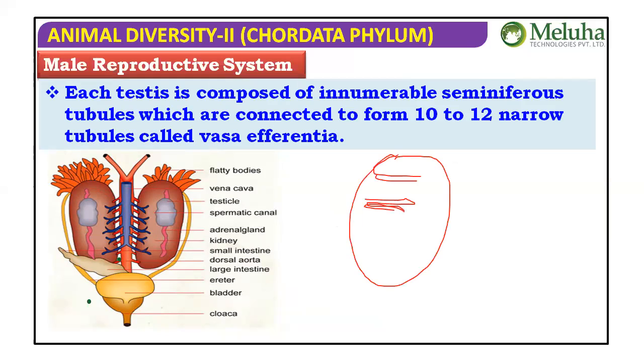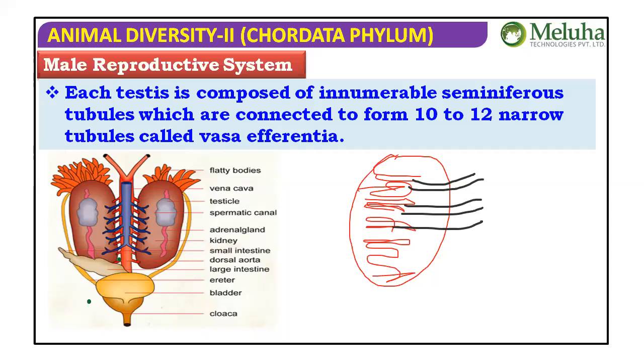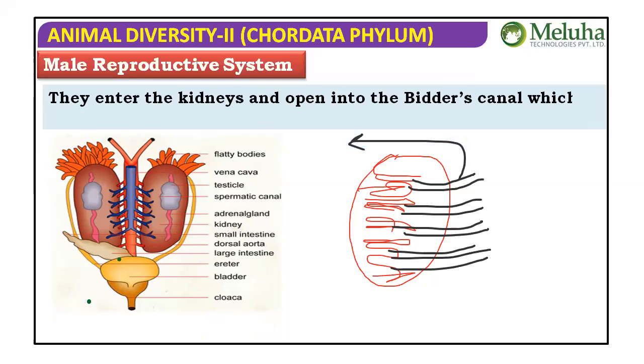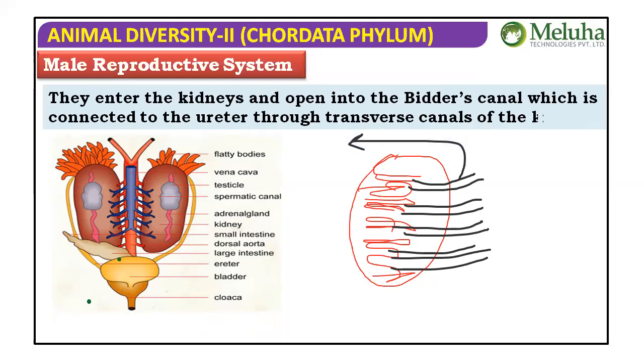That means inside the testis there are so many seminiferous tubules. They connect to form 10 to 12 narrow tubules called vasa efferentia. Where do they enter? They enter into the kidney. The vasa efferentia enter into the kidney.